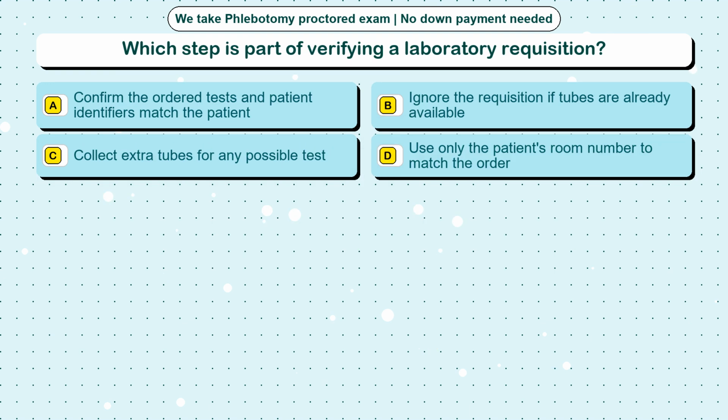Question 44. Which step is part of verifying a laboratory requisition? Option A. Confirm the ordered tests and patient identifiers match the patient. Option B. Ignore the requisition if tubes are already available. Option C. Collect extra tubes for any possible test. Option D. Use only the patient's room number to match the order.